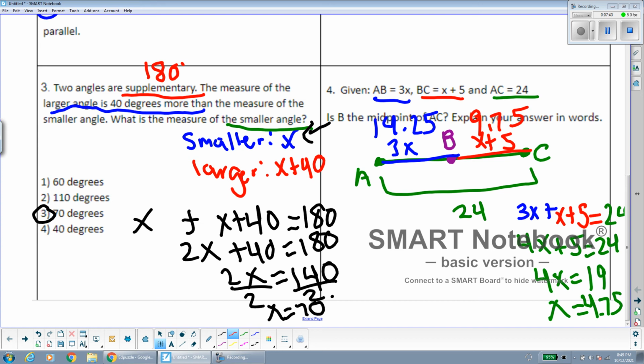So no, B is not the midpoint because it does not split the line segment into two equal parts. AB and BC have different measurements. You do need to have something written in words for this question. You can write B is not the midpoint of AC because it does not split the line segment into two equal parts, and that works just fine.